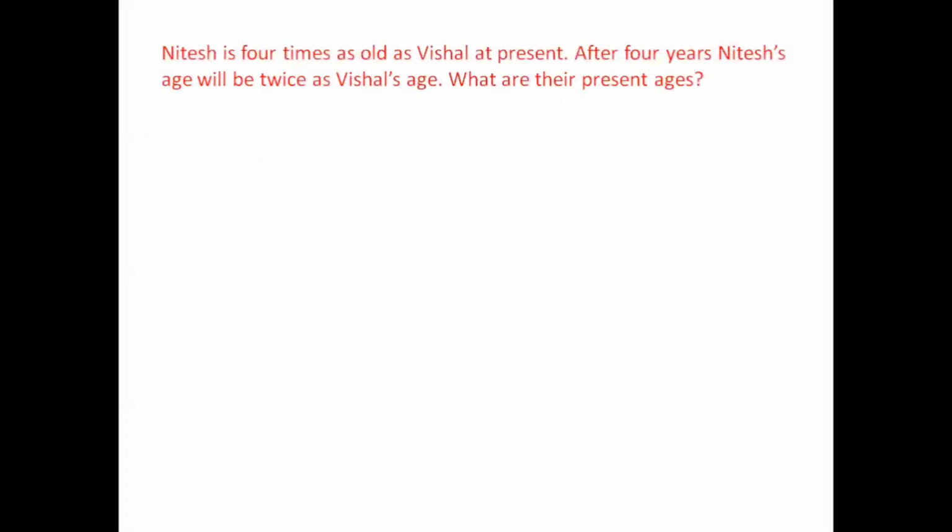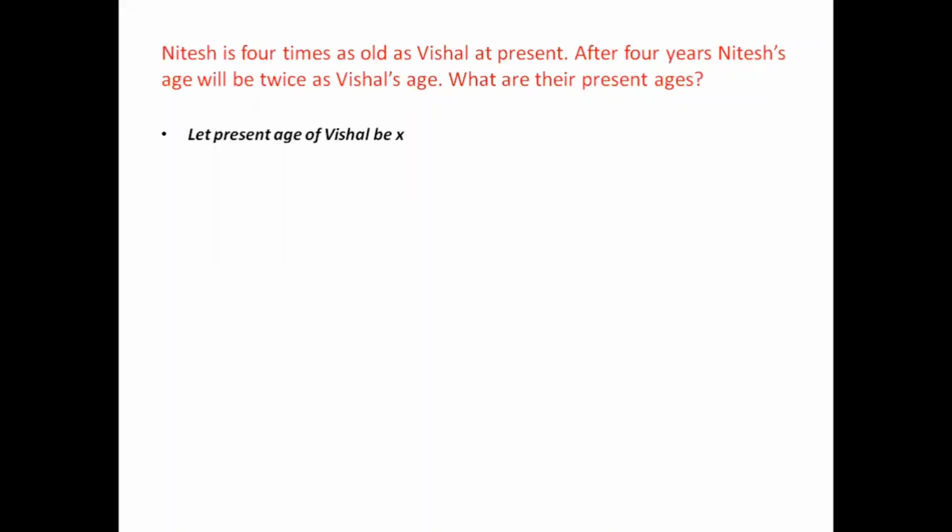Question is, Nitesh is 4 times as old as Vishal at present. After 4 years, Nitesh's age will be twice Vishal's age. What are their present ages? So here we don't know the age of Vishal and we don't know the age of Nitesh. So first we will assume, let the present age of Vishal be x. We will assume Vishal's age is x.